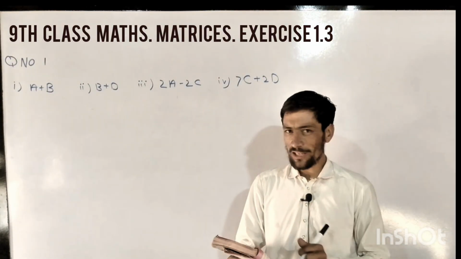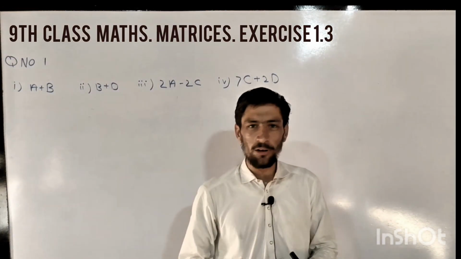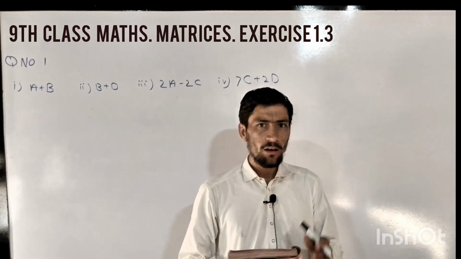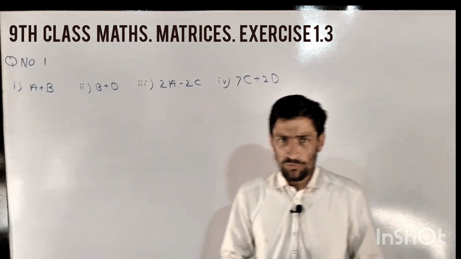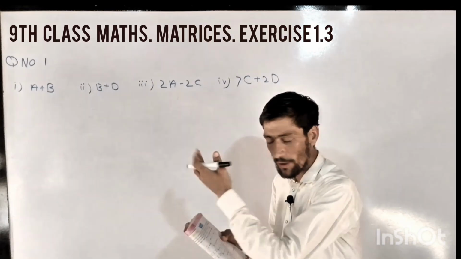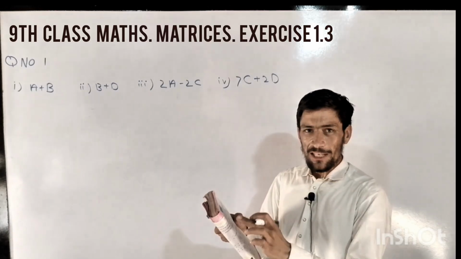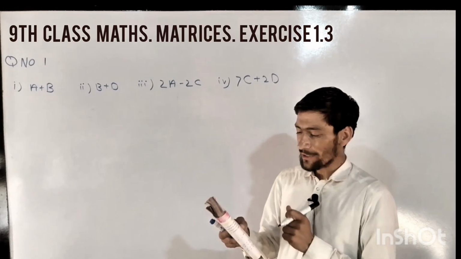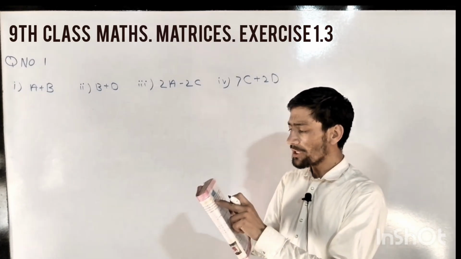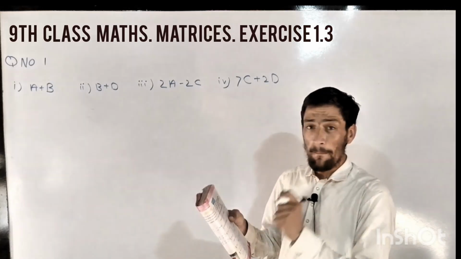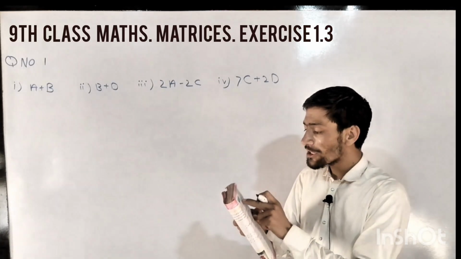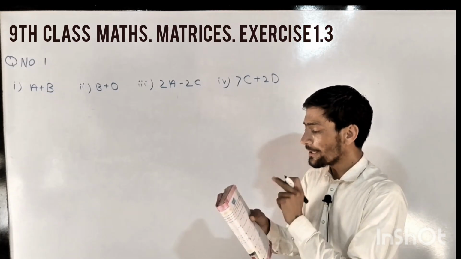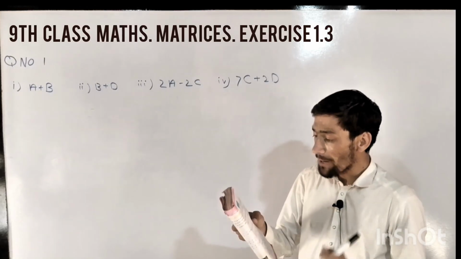This is exercise 1.3 on the topic of matrices, Maths class 9. Let's move to question number 1. This is giving a script to us. Let A and B be 2 by 3 matrices, and let C and D be 2 by 2 square matrices.